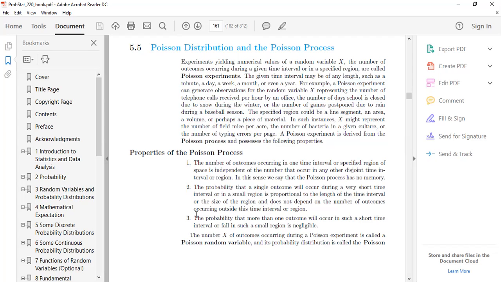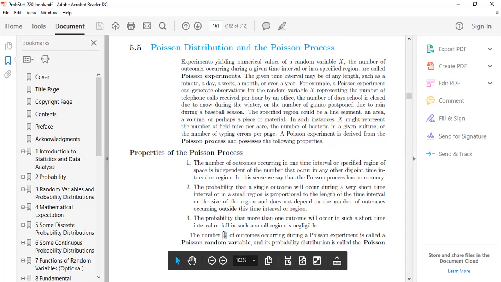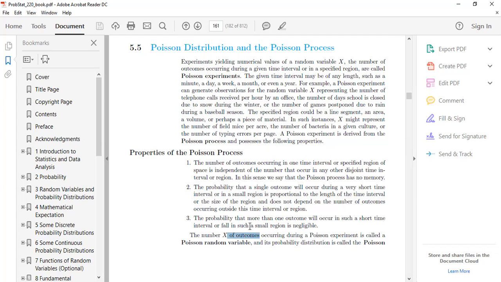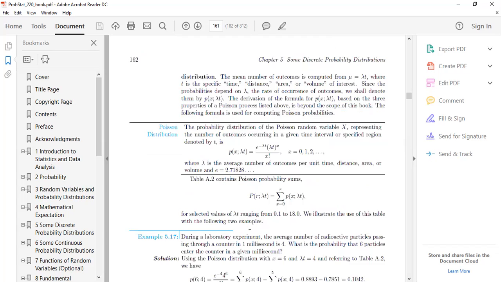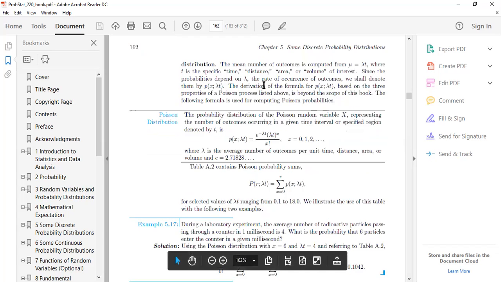The number x of outcomes occurring during a Poisson experiment is called the Poisson random variable. Number x is always the random variable. The distribution associated with this is called the Poisson probability distribution. The mean of the Poisson probability distribution is given by nu equals lambda t, where t is a specific time period. Please keep this in mind. This is very important: the mean is given by nu equals lambda t.